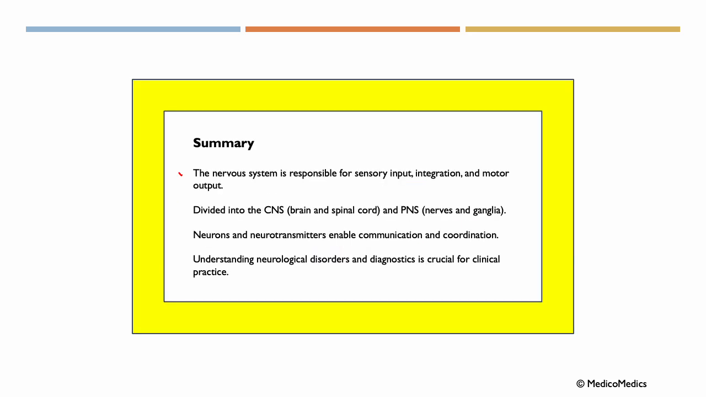So in summary then, the nervous system is responsible for sensory input, integration, and motor output. It is divided into the CNS, containing the brain and the spinal cord, and the peripheral nervous system, the nerves and the ganglia, and our autonomic nervous system, where we find the sympathetic and parasympathetic nervous system. We have neurons and neurotransmitters that enable communication and coordination. And understanding neurological disorders and diagnostics is obviously crucial for clinical practice.